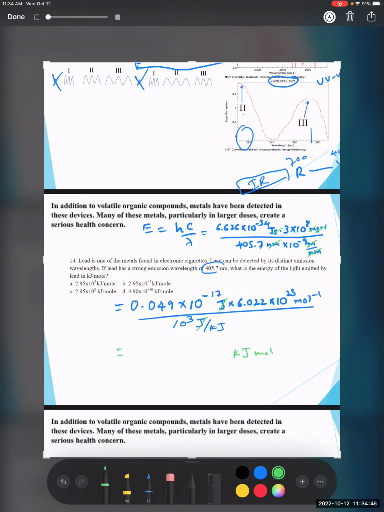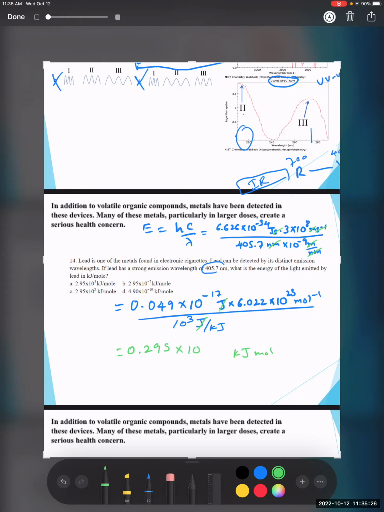And then if you do this calculation, you see that... let's do the exponents here. You can just calculate that. All right, let's multiply by Avogadro's number, 6.022, and then you're going to get 0.295. That's before the exponents, and now the exponents.